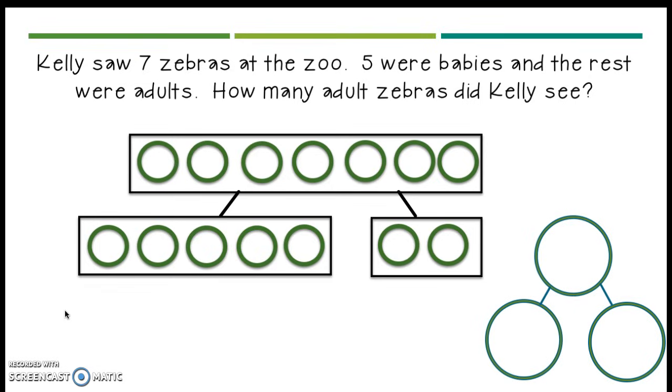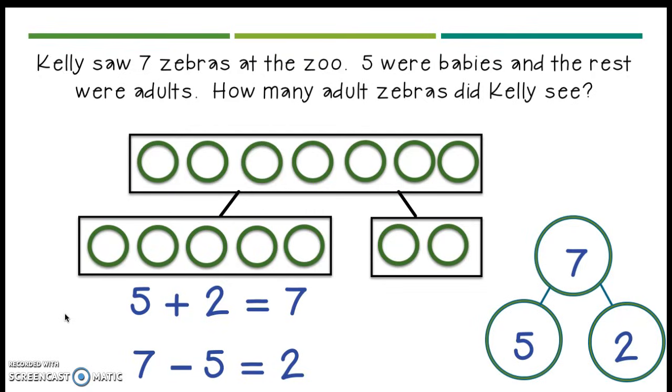Okay, ready? We should be old pros at this by now. All right, so 7 zebras altogether, 5 were babies, and 2 were adults. 7's the whole amount, 5 and 2 are the parts. See how our number bonds match each other? That's how you know you're doing a really good job and you understand what the pictures stand for. All right, I'm just going to show you some number sentences I wrote to go along with these because you know I love number sentences. I did 5 plus 2 equals 7, and then I did 7 minus 5 equals 2.